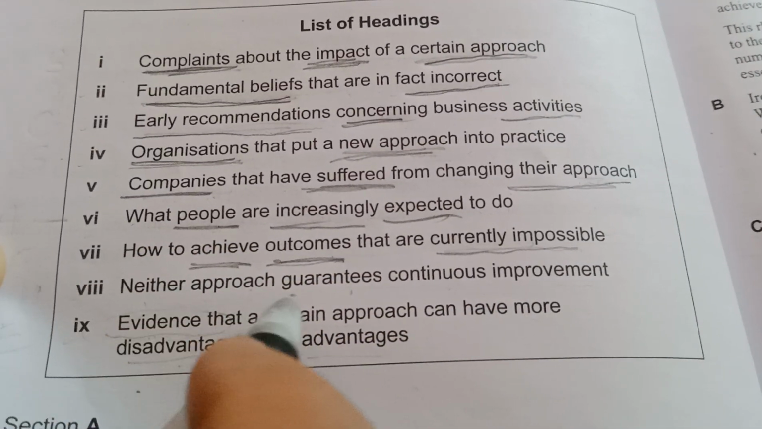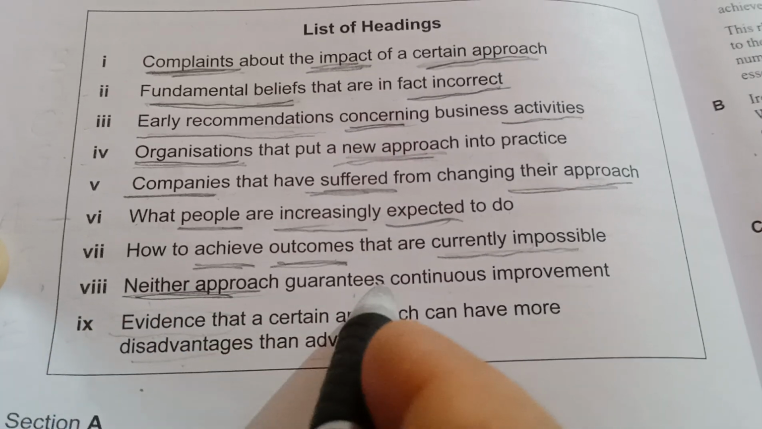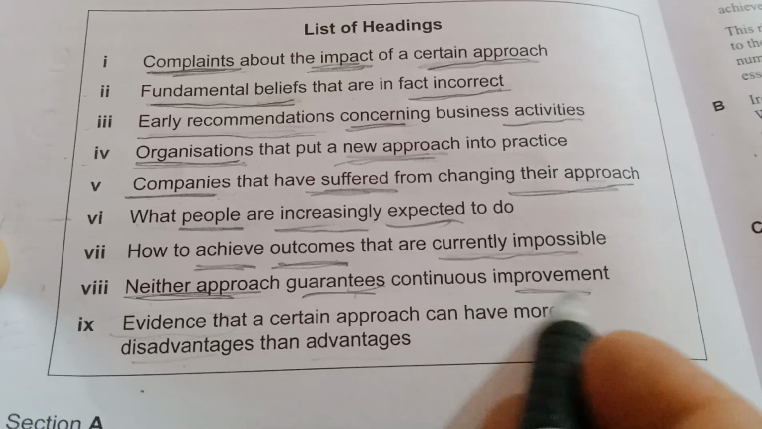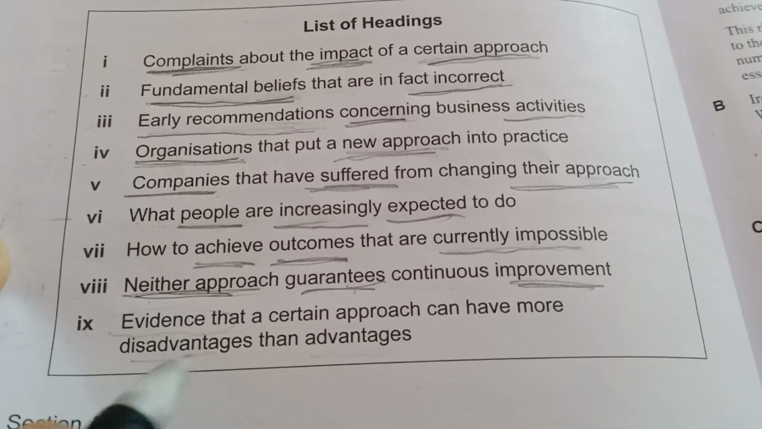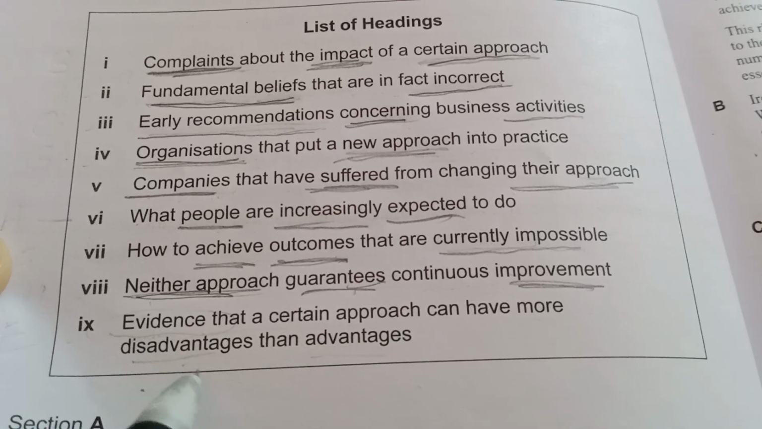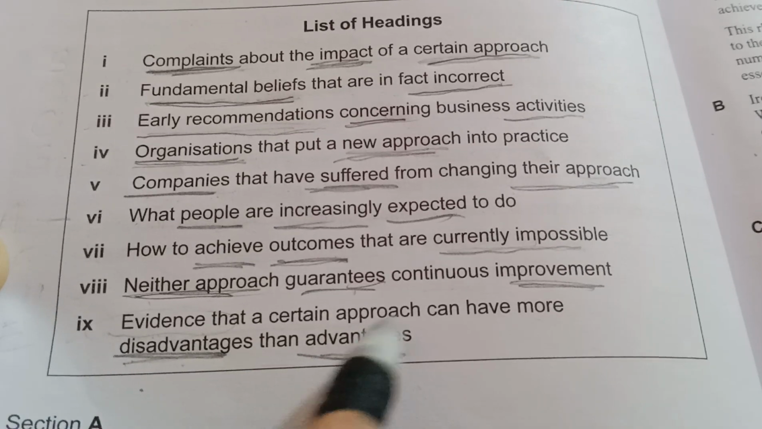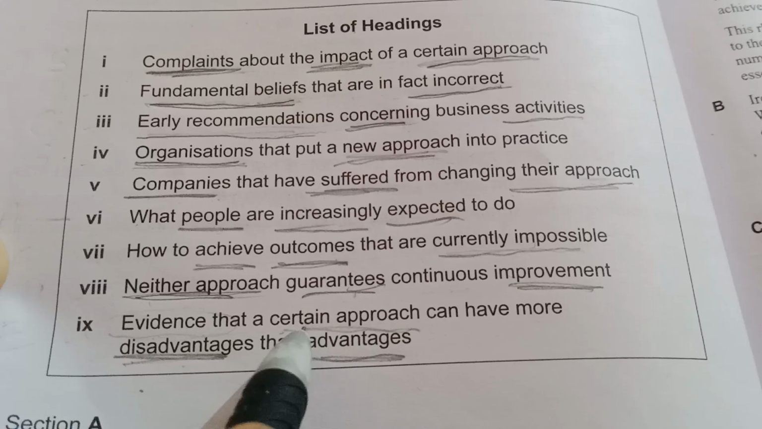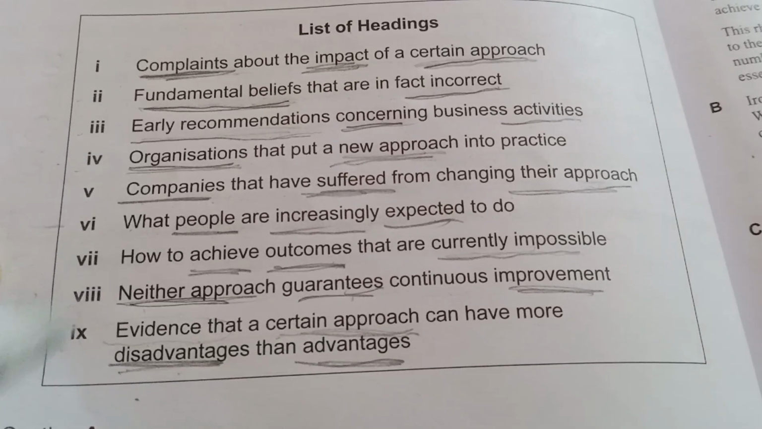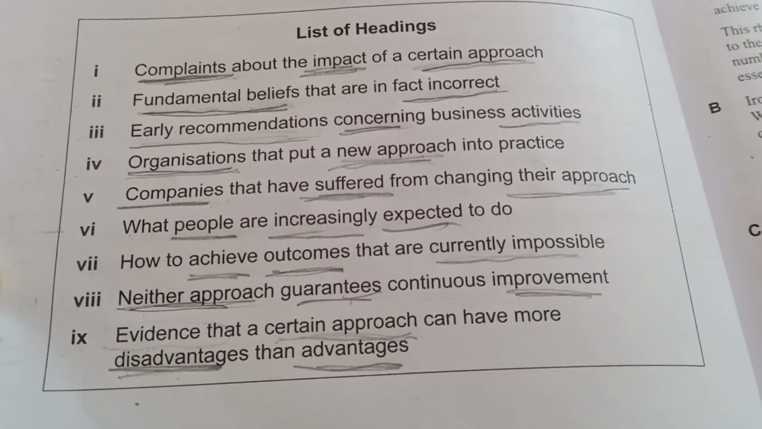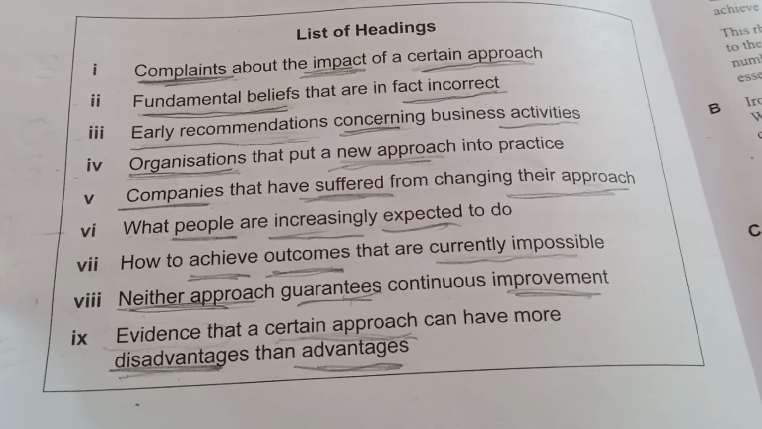Neither approach guarantees continuous improvement. Neither must mean no method guarantees improvement, continuous improvement. Evidence that certain approach can have more disadvantages than advantages. If there is any approach which is not useful, later on it has more disadvantages than advantages. So it's very important to understand them first of all. Quickly go through and try to understand them. After that we will move to the paragraphs.